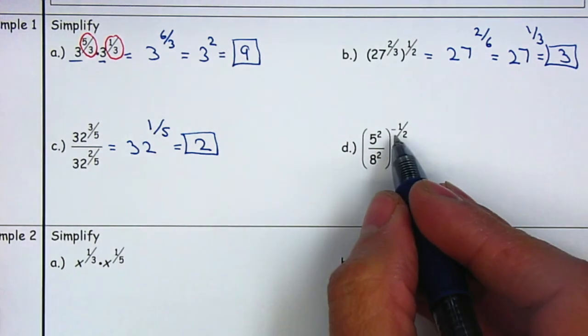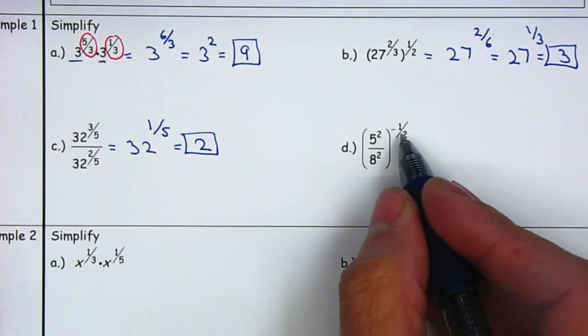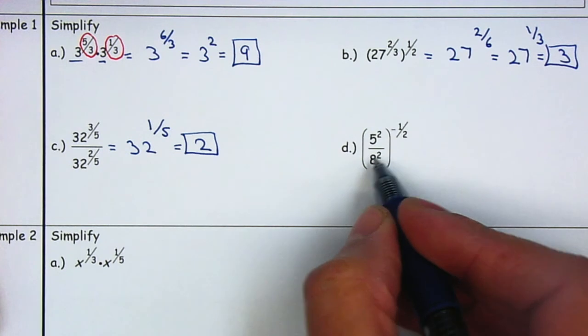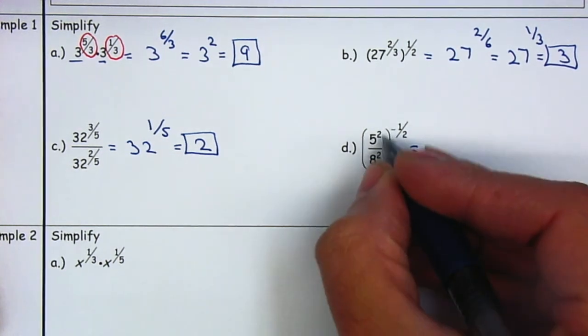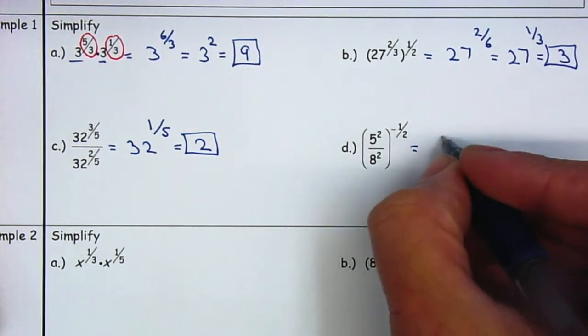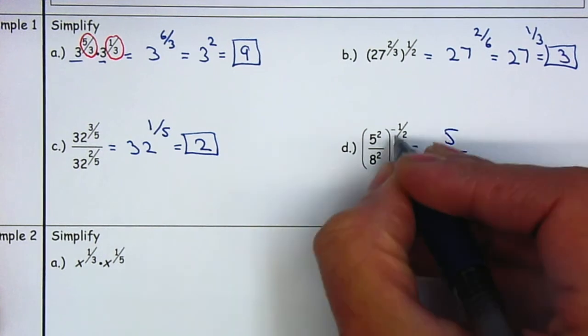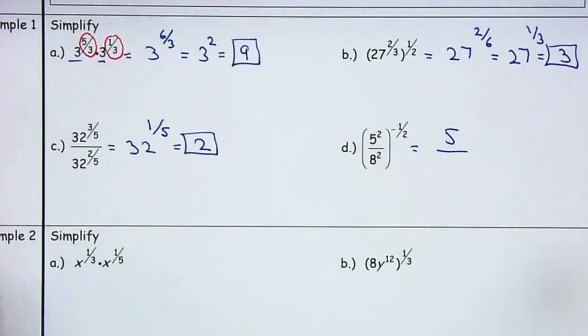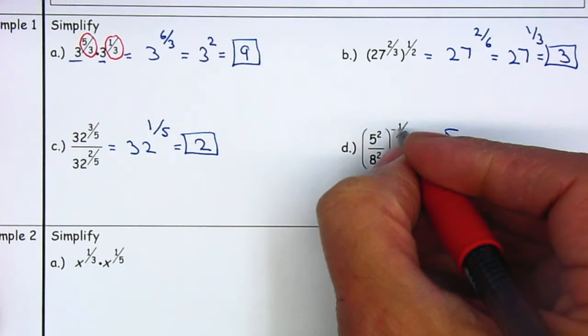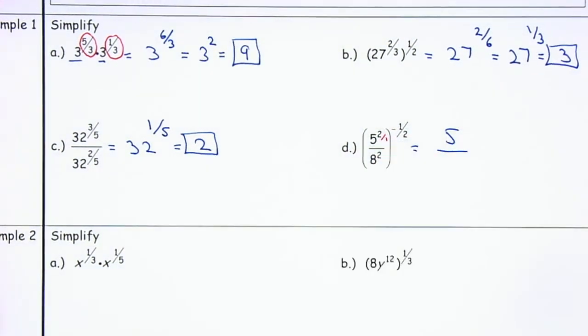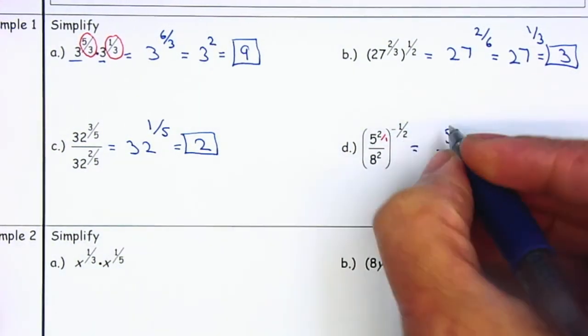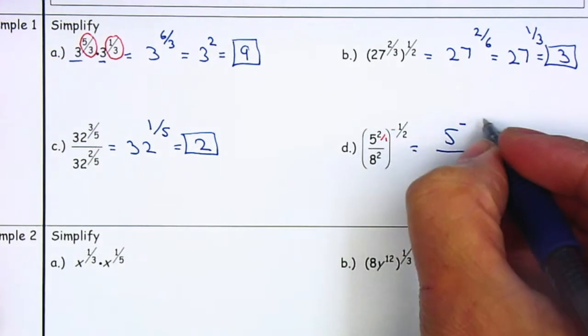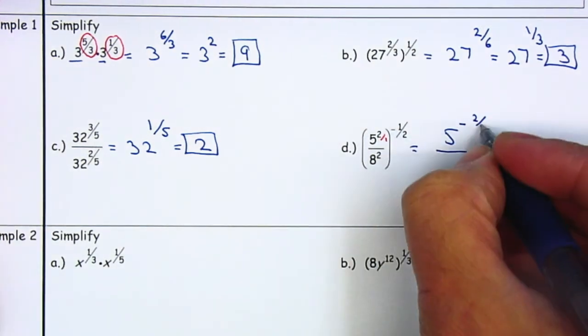We have an exponent outside, so I'm just going to multiply by each of the exponents that are inside, in the numerator and the denominator. So we have 5, 1/2 times 2. In order to multiply a whole number by a fraction, I'm going to place it over 1. Positive times negative is negative. 2 times 1 is 2. 1 times 2 is 2.